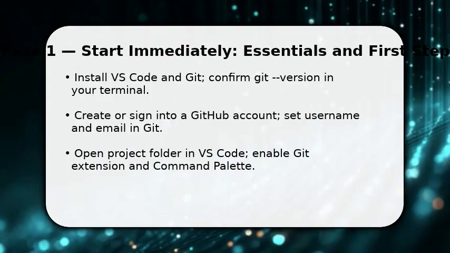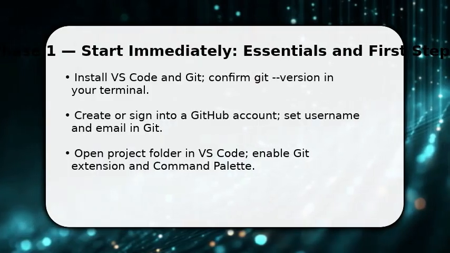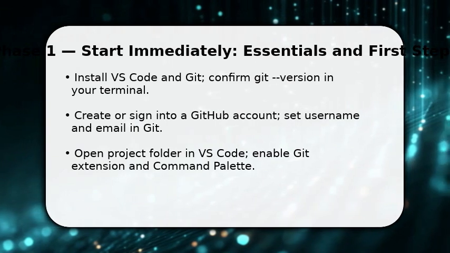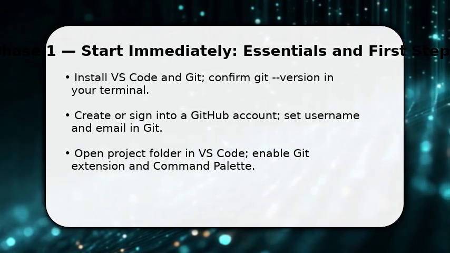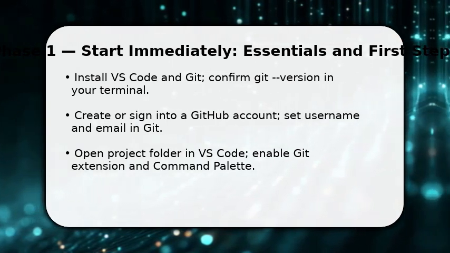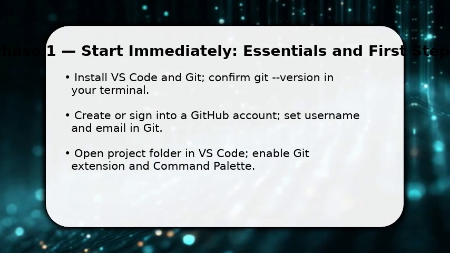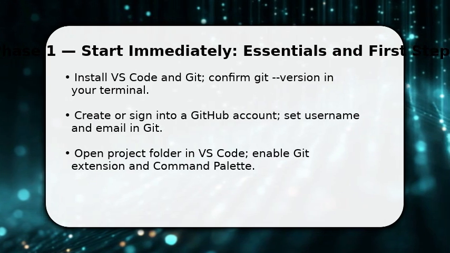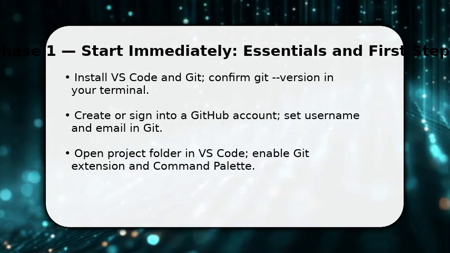You begin by confirming prerequisites so nothing blocks you. Install VS Code and Git, then run git --version to verify. Next, sign into GitHub and set git config user.name and user.email so commits attribute correctly.